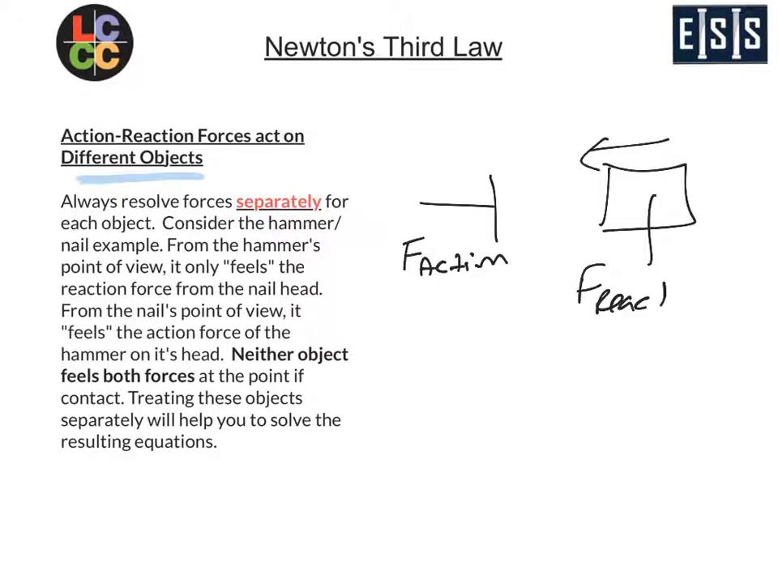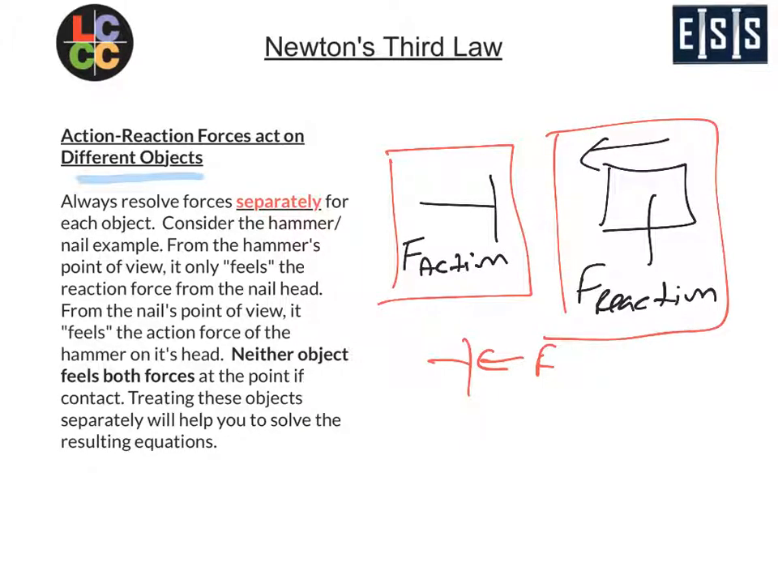Now, when you solve a problem, you would do a free body diagram, but you would do it separately. You would do one around the nail, and the nail, if you think about it, is only feeling this force of the hammer. The nail itself is not feeling that reaction force of its pushing back. Who feels that is the hammer. So when you do a free body diagram of the hammer over here, it feels the force of reaction from the nail, assuming it's 10 newtons. But neither object here feels both forces at the point of contact. You're going to break them into two different free body diagrams and resolve them separately.